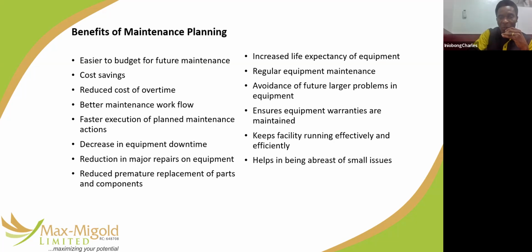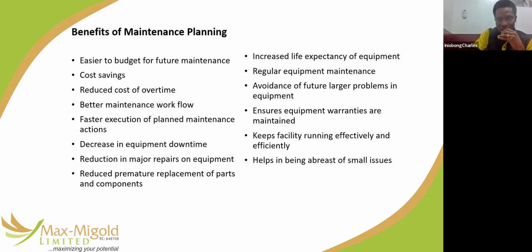Reduce premature replacement of parts. Increase life expectancy of equipment. Regular equipment maintenance. With a maintenance plan, you'll be able to maintain your equipment regularly. Avoidance of future larger problems in equipment. Ensure equipment warranties are maintained.